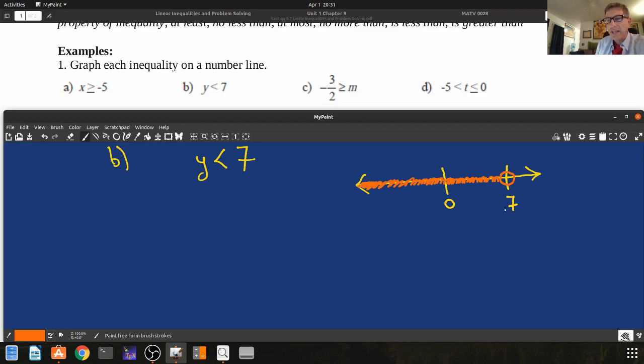And this indicates that my solution set, these are my numbers y, this is where they live, all numbers less than 7, or numbers to the left of 7, but not including 7, that's what the open circle that's not filled in means, makes this particular equation true.